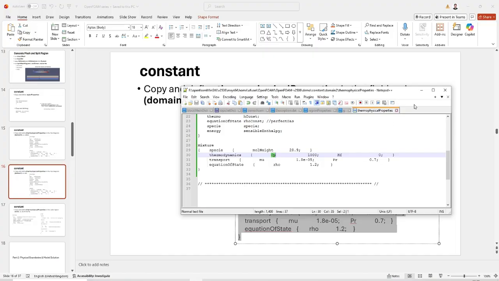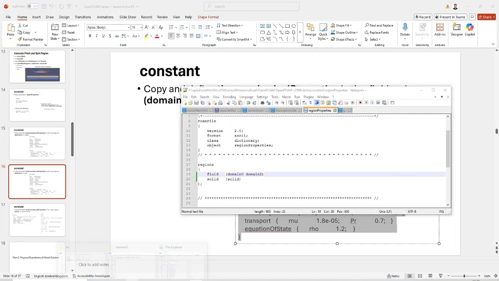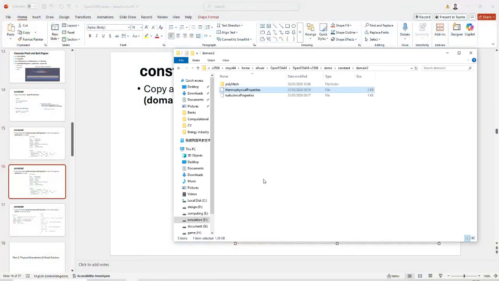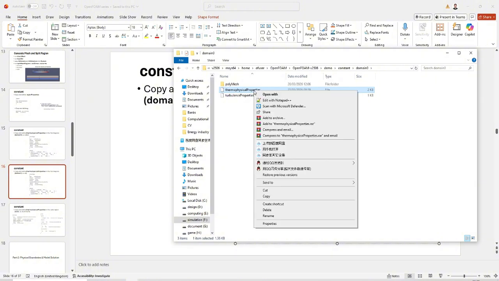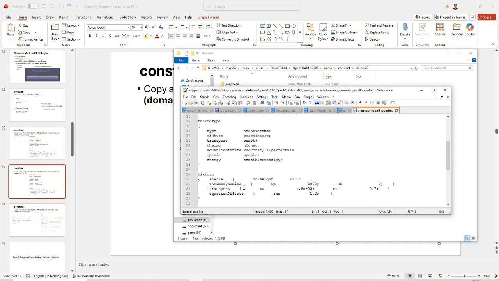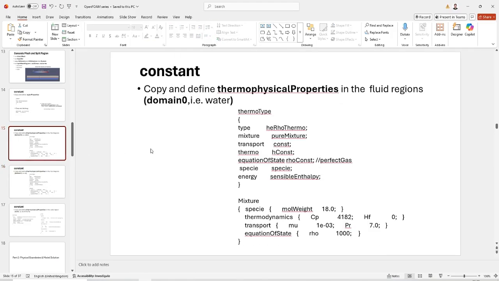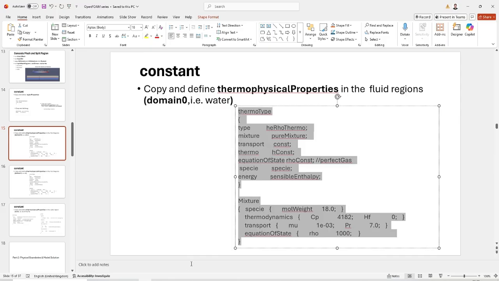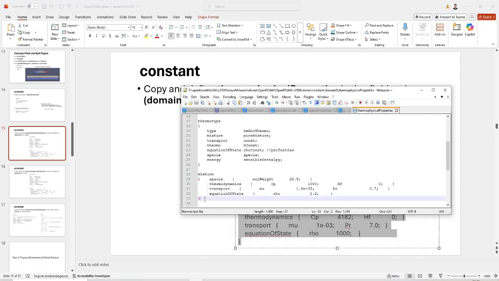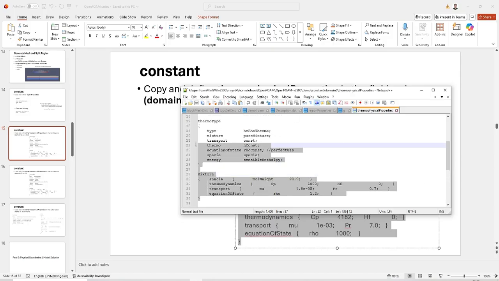And after doing that, remember we have two fluid domains, right? The other domain is the water, so that is domain 0. For domain 0, of course, we need to change all the parameters here because water has different thermophysical properties. So we copy here and we just replace all this.